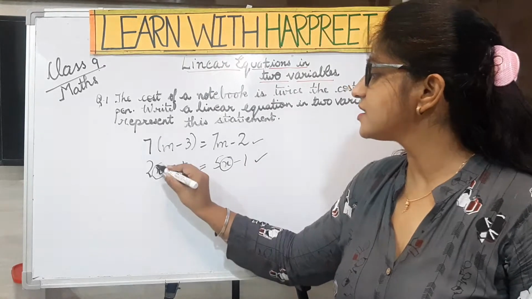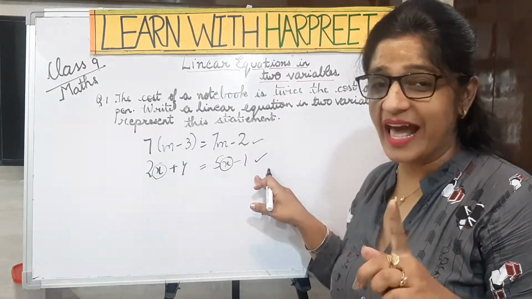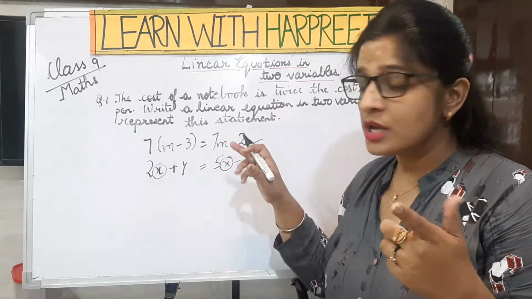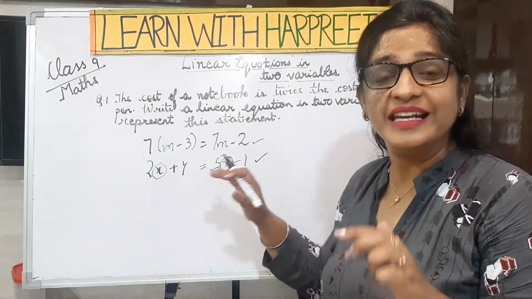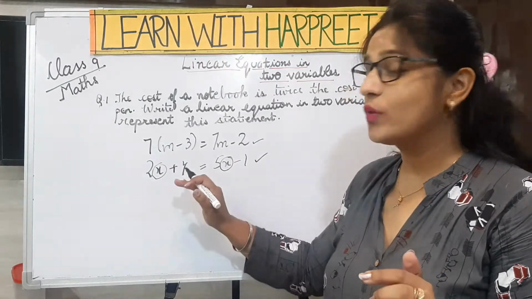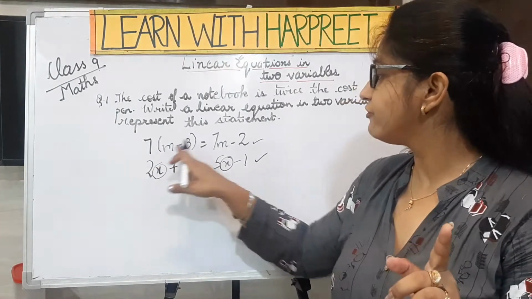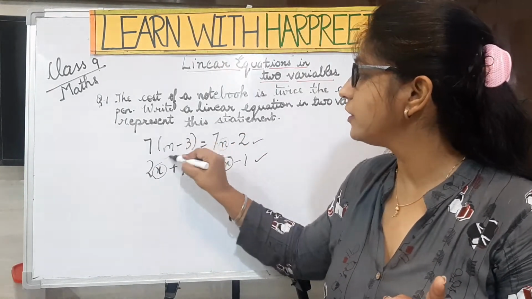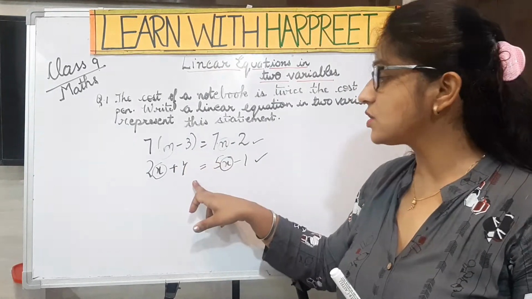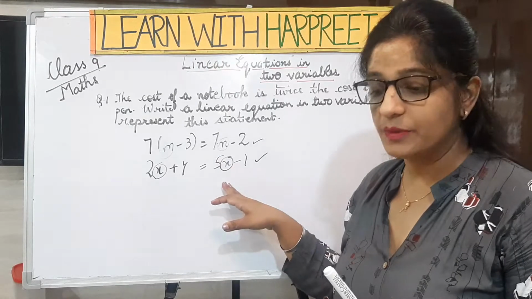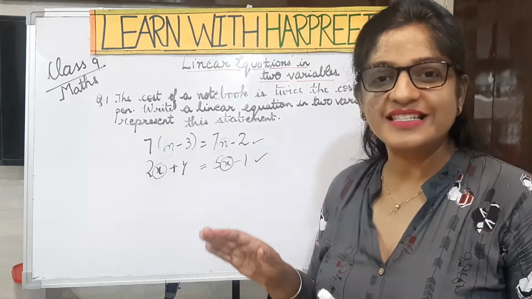See, this is a linear equation because it is not quadratic. In a quadratic equation we will have the variable to the power 2. But here our variables don't have any power, so they are linear equations. And moreover, in these equations only one variable is involved, like in the first equation only x was involved. So this is a linear equation in one variable, and this is also a linear equation in one variable. Children, this was taught to you in the previous class 8.